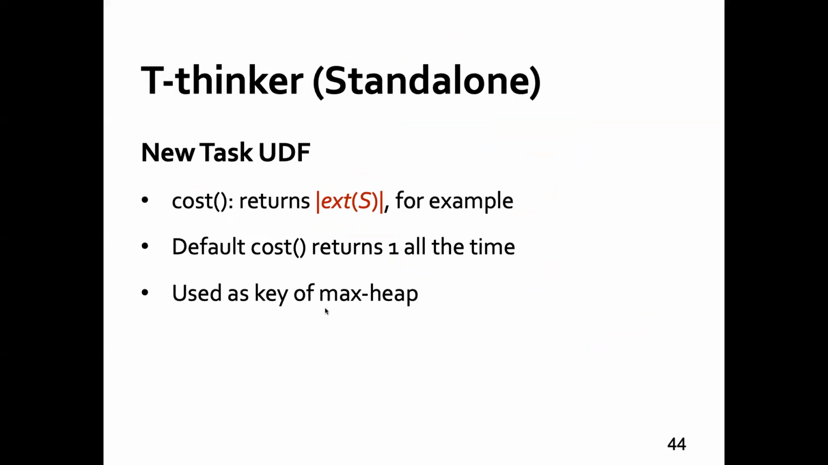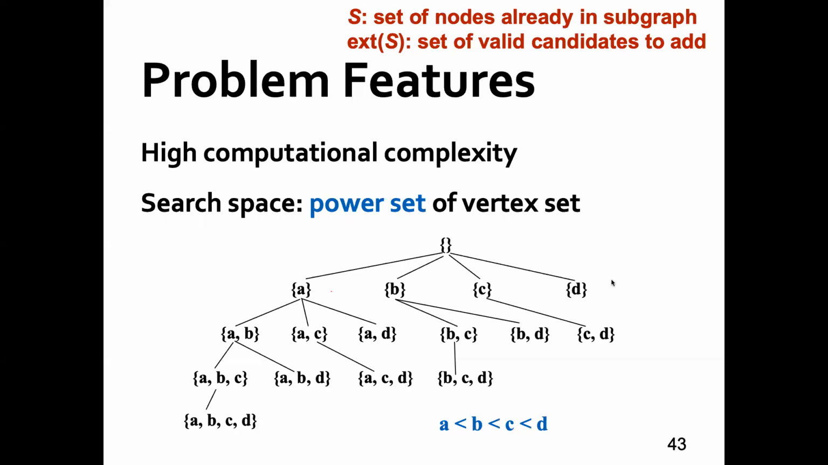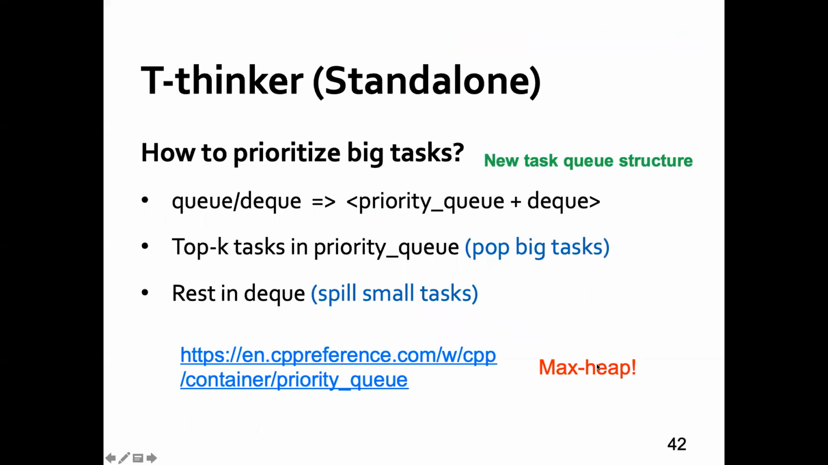So the priority queue will be a max heap. We discussed, it's a binary tree where the top is the most expensive one. And we know that in C++, priority queue is the max heap. In other languages it's a min heap, but in C++, the priority queue is the max heap. Like in Python, PQ is a min heap. We covered that before.